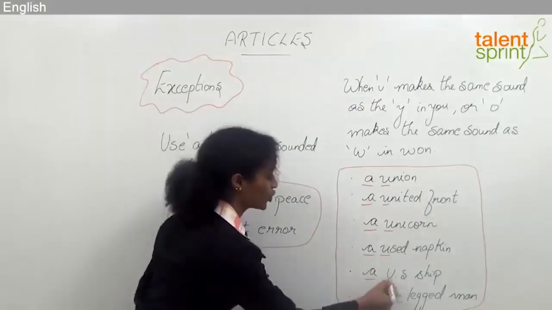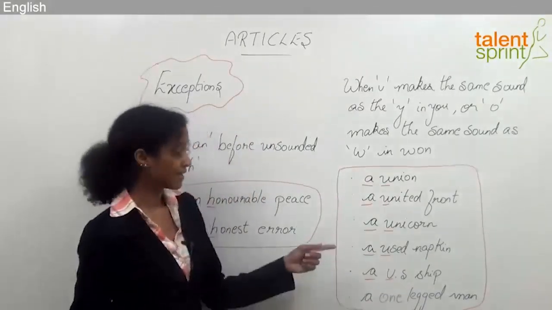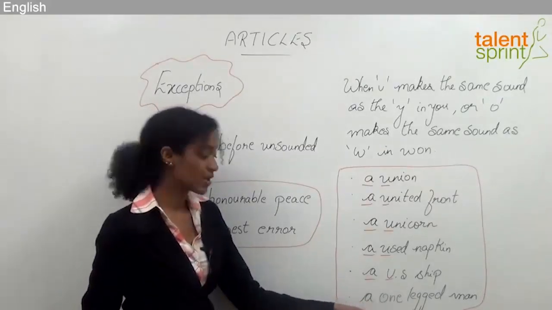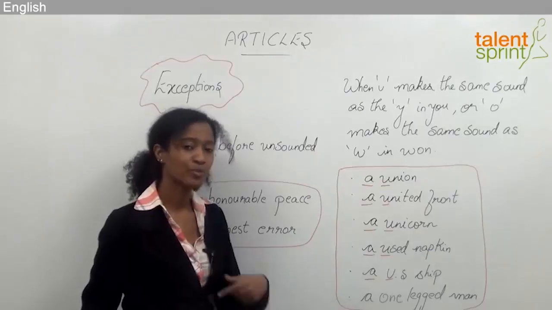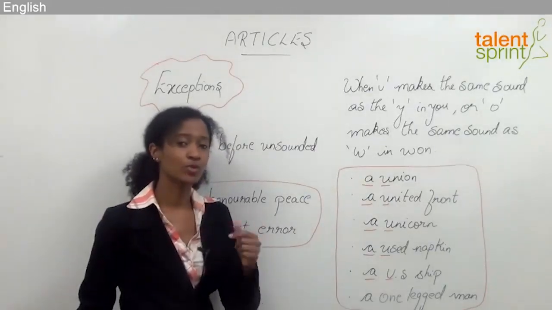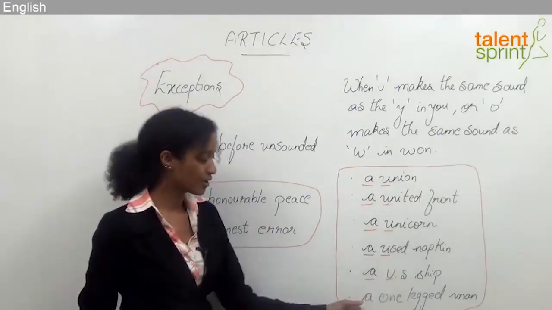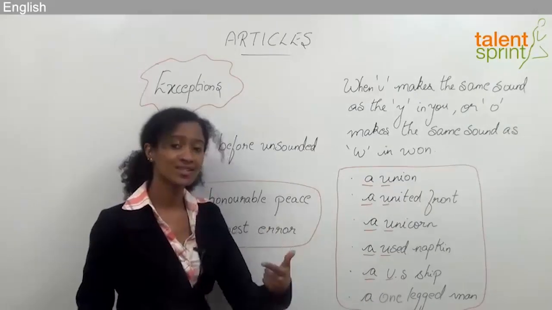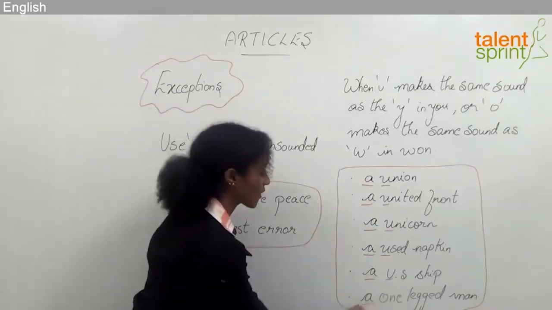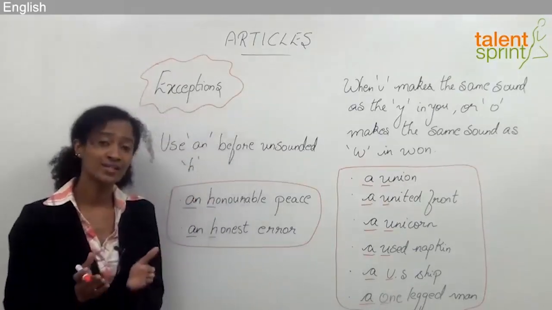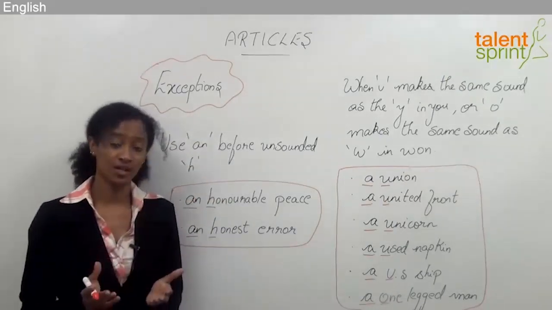A US ship. And here in this example, a one. So even though O is a vowel, when I pronounce it, it takes up the consonant sound W. A one-legged man. So all the words beginning with O, which takes up the consonant sound W, I'm going to add a in front of it and not an. Alright, now let's understand the use of the definite article the.